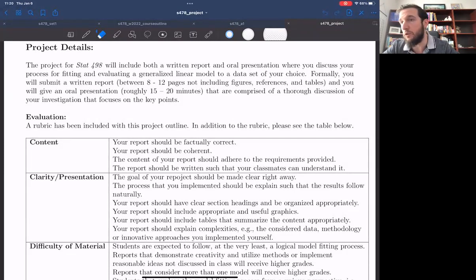And you're able to pick your own data set. We're going to talk about the structure of the data that you should be looking out for in a little bit once we start the first lecture set.